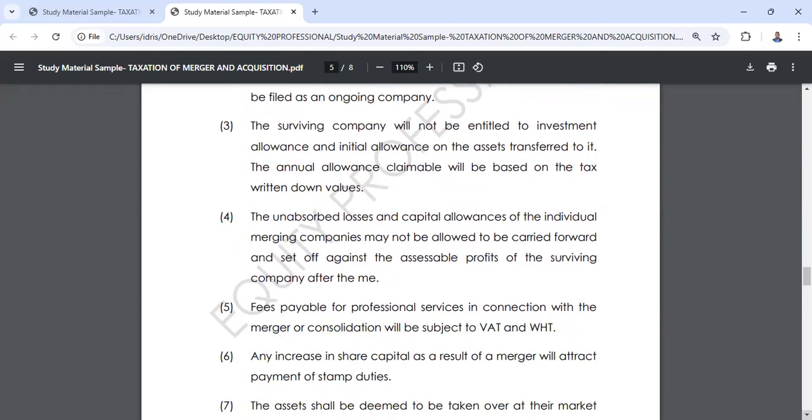Another tax implication of acquisition: unabsorbed losses and capital allowance of the absorbed company, the company that they acquire, will not be carried forward and set off against the profit of that surviving company, or that company that absorbed the other company, that absorbing company.